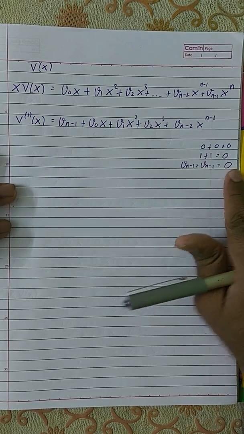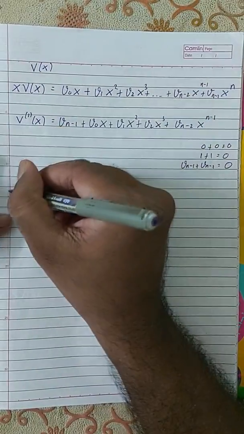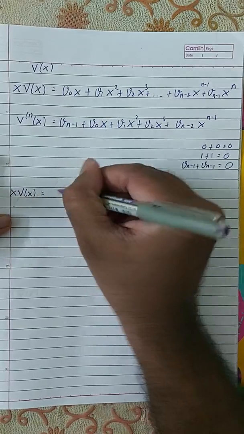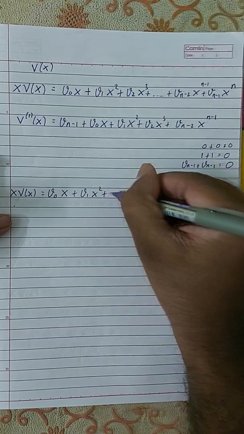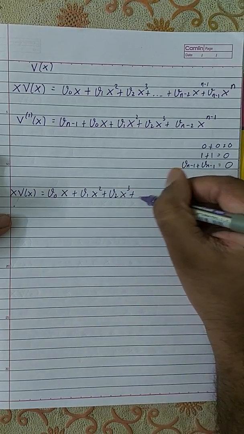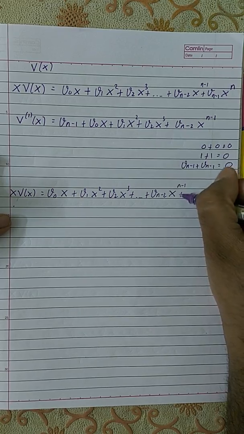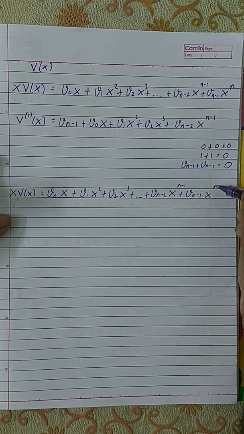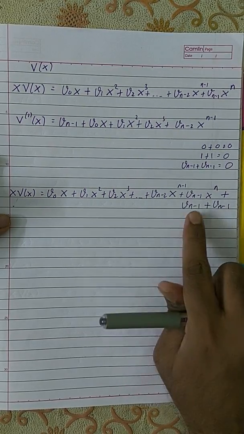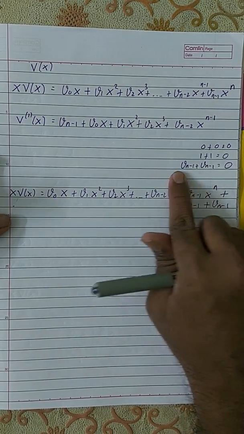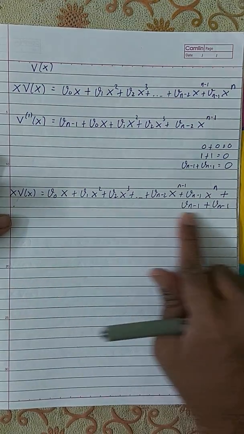So I'm going to put this vn minus 1 plus vn minus 1 over here. What will I get if I do that? I will get x v of x is equal to v0 into x plus v1x square plus v2x cube plus, it goes on up to vn minus 2 x raised to n minus 1 plus vn minus 1 x raised to n plus vn minus 1 plus vn minus 1. This is actually plus 0, but 0 can also be represented like this. So this is how I express the polynomial.